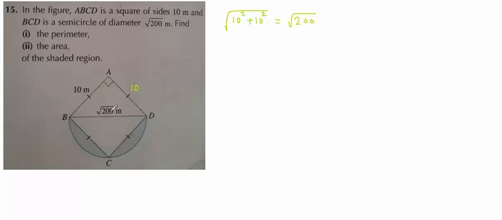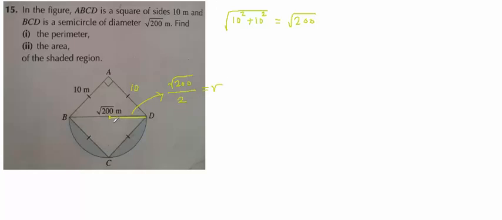So the radius will be half of this, from here to here. Remember, half of the square root of 200 is not the square root of 100. This will be the square root of 200, and then the whole thing divided by 2. So it is better to keep it like this, no need to simplify. Okay, so this is the radius of this semicircle.